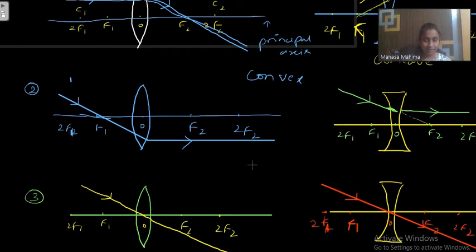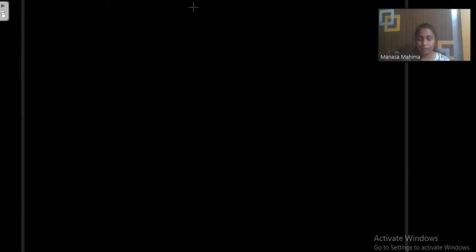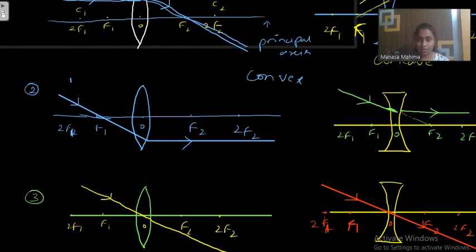Okay, all the three cases which I have discussed, both in concave and convex lens, any two of these cases we have to use to draw the image formation in the case of concave or convex lens. Okay, for that, first case we have to consider. What is the first case?